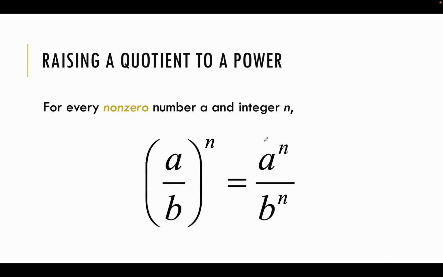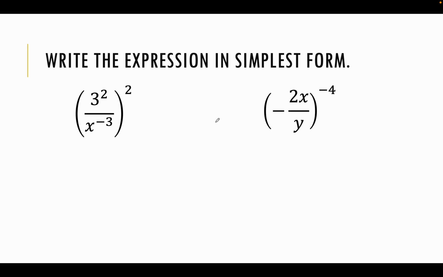Let's take a look at the rule, raising a quotient to a power. So for any non-zero number b, integer n, (a over b) to the n is equal to a to the n over b to the n. Let's take a look at some additional examples.